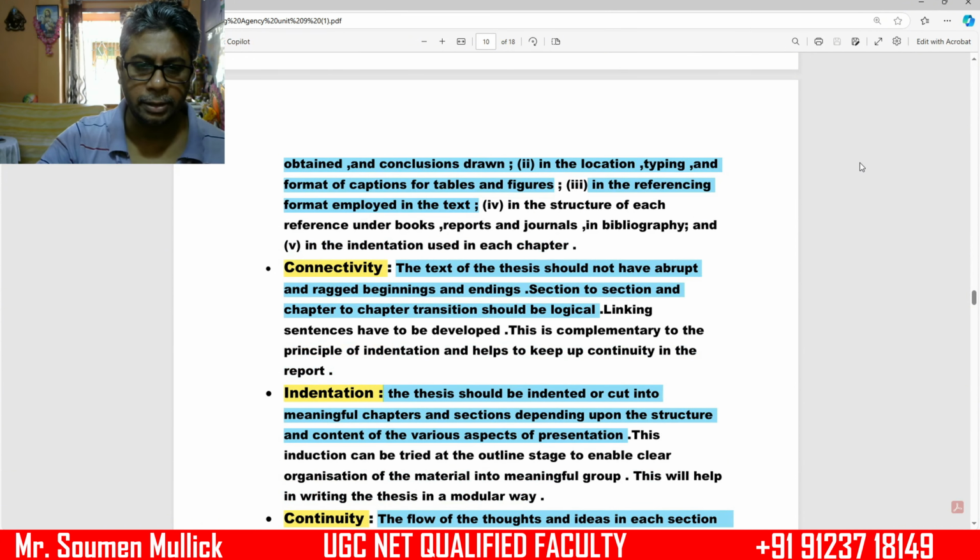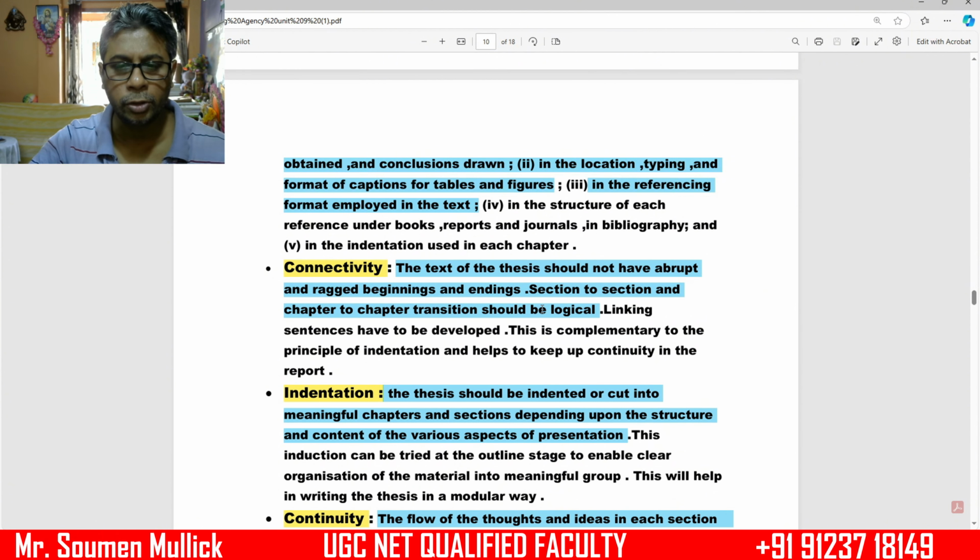Indentation. The thesis should be divided or cut into meaningful chapters and sections depending upon the structure and content of the various aspects of presentation. Next, continuity. The flow of thought and ideas in each section should be carefully maintained.